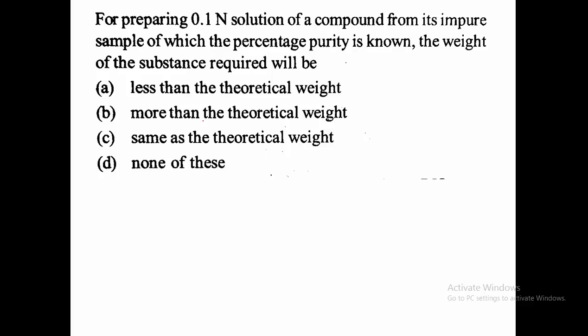ಸಿನ್ಸ್ ಇಟ್ ಕನ್ಸಿಸ್ಟ್ ಆಫ್ ಇಂಪ್ಯೂರಿಟೀಸ್, ಈಗ ಅದರೊಳಗೆ ಇಂಪ್ಯೂರಿಟೀಸ್ ಇರ್ತಾವು ಅಂತ ಹೇಳಿದ ಮೇಲೆ ಅವಾಗ ನಾವು ವೇಟನ್ನು ಹೆಚ್ಚು ತಗೋಬೇಕಾಗತ್ತೆ. ಥೆರಾಟಿಕಲ್ ವೇಟ್ಗಿನ ಇಂಪ್ಯೂರಿಟಿ ಇರುವಂಥ ಸಬ್ಸ್ಟೆನ್ಸನ್ನು ಹೆಚ್ಚು ವೇಟ್ ತಗೋಬೇಕಾಗತ್ತೆ. ಸೊ ಹಿಯರ್ ಅಮಾಂಗ್ ದೀಸ್ 4 ಆಪ್ಷನ್ಸ್, ದಿ ಆಪ್ಷನ್ ಬಿ is the right answer.